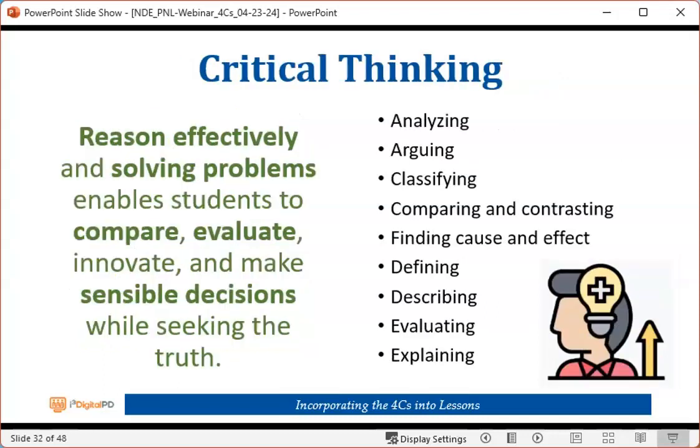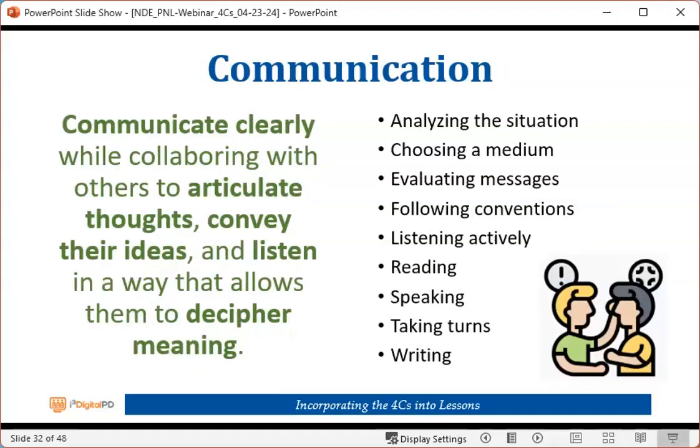Critical thinking, looking at their reasoning effectively. Are they solving problems? Are they comparing, evaluating? Are they making sensible decisions? So again, over on the far right, are you asking kids to analyze, argue, classify, compare and contrast, find cause and effect at a deeper level, define, describe, evaluate, explain at a deeper level, right? Think about multiple correct answers over multiple times, right? Thinking about it at a deeper level.